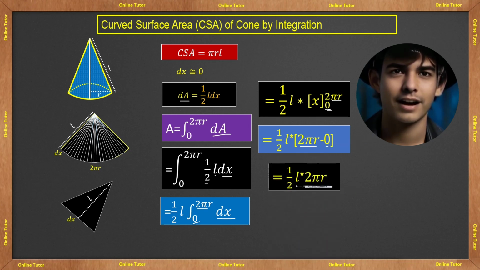So it will be half into L multiplied by 2 pi r. Now you can cancel half and 2. What you are left with is pi r and L. So now the area of this shape is nothing but pi RL. And what is the area of this shape? The area of this shape is the curved surface area of this cone. So this is how we have calculated the curved surface area of this cone as pi RL.